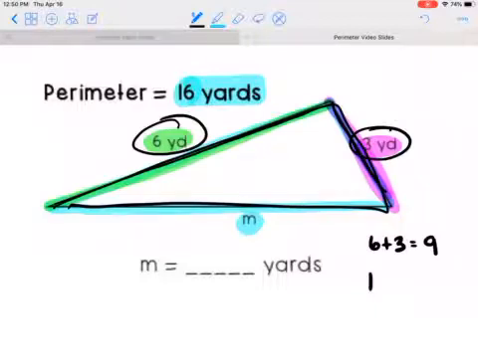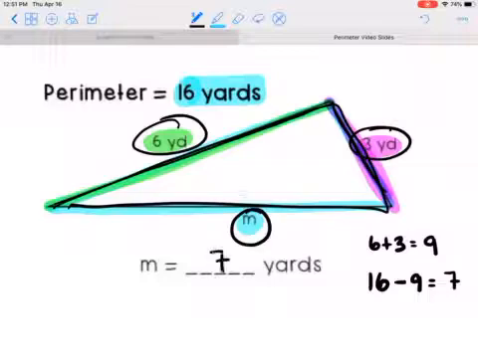It's like a part-whole. We have our whole, and we have one part. So we're going to do 16 minus 9 to find the missing side length. So 16 minus 9 is 7. So m is equal to 7 yards.